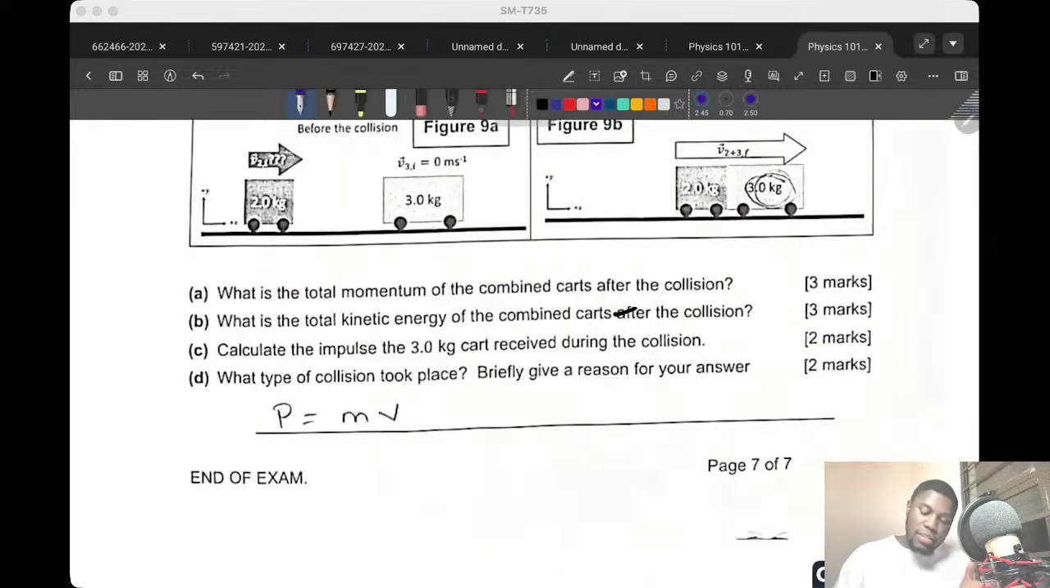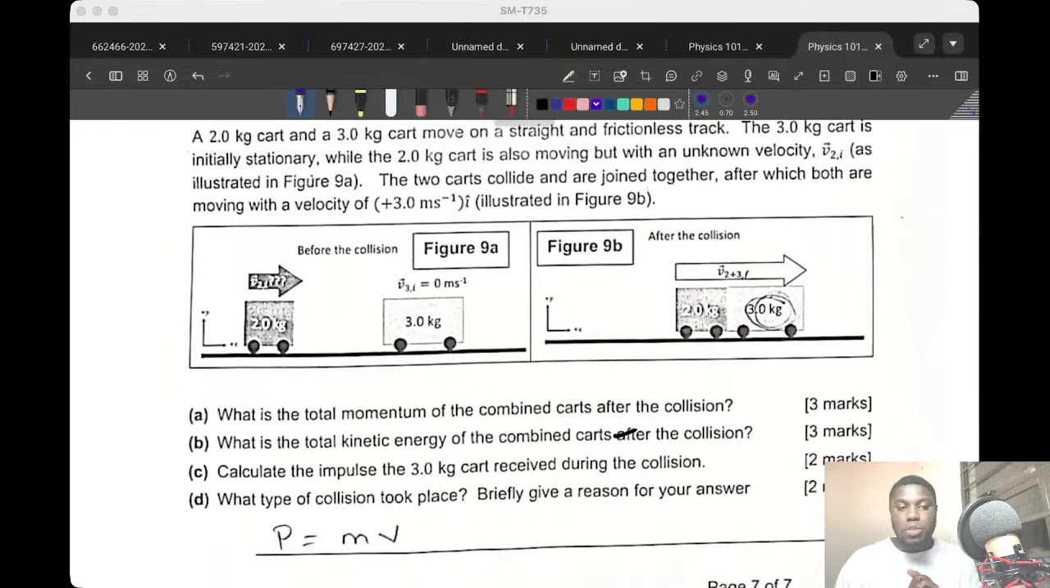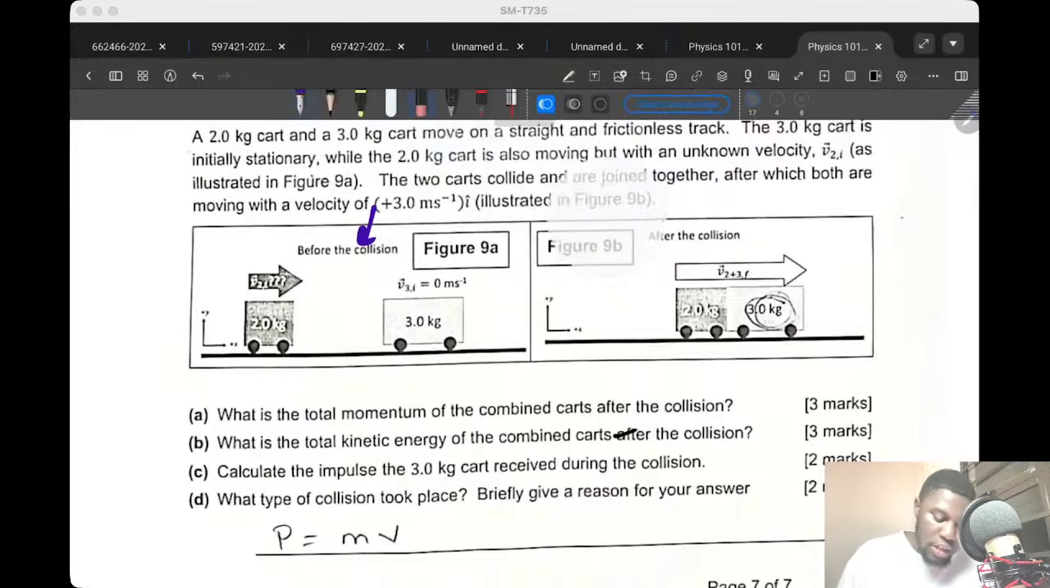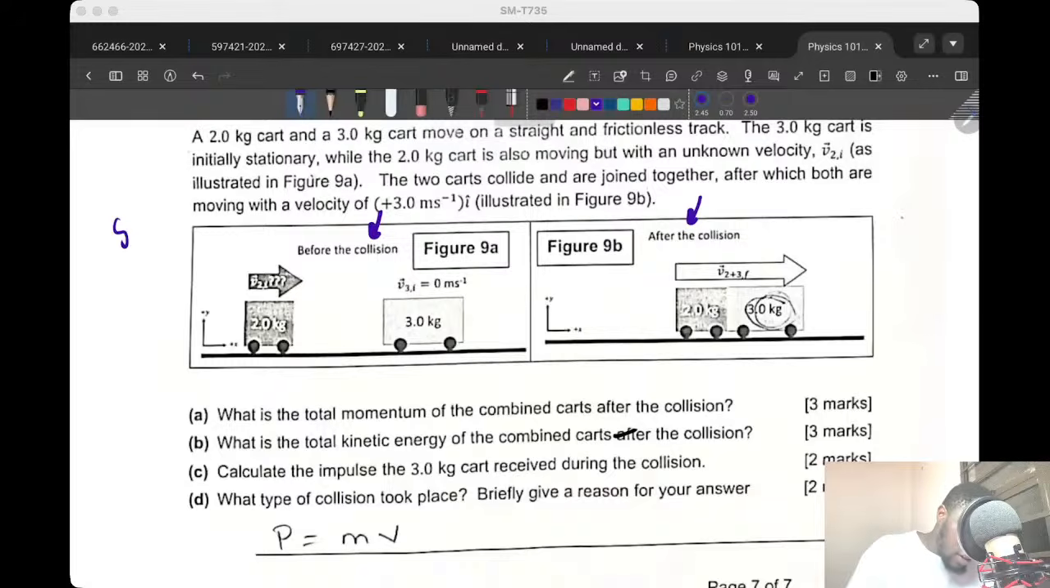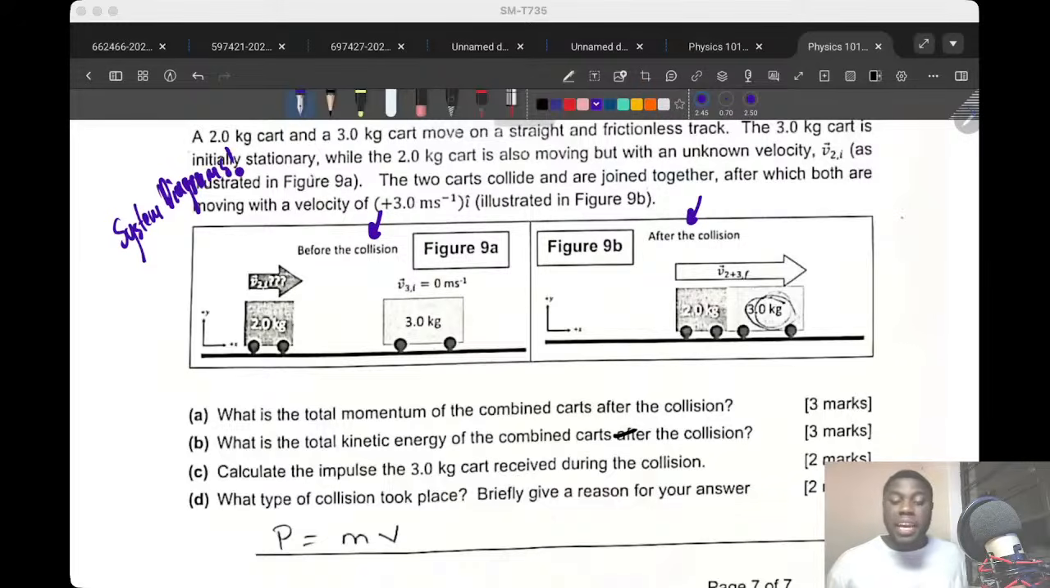When you get a question on momentum, you draw these diagrams. If they're drawn for you already, use them. Before collision, after collision. We call them the system diagrams. For momentum, the secret is that we do not care what happens.